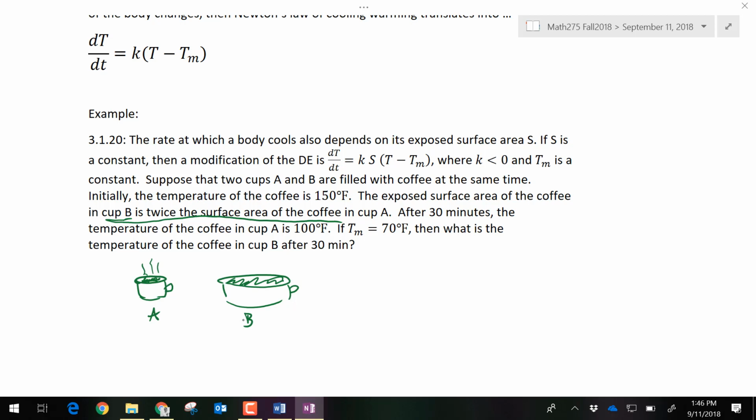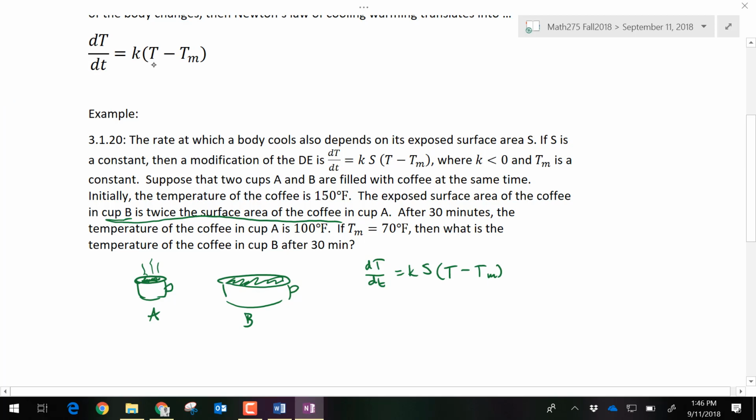So how would we solve for this? We probably want to know what's happening with cup A, right? Should we? Find out what's happening with cup A. So dT/dt equals kS(T − Tm). Is there anything we know at this point?